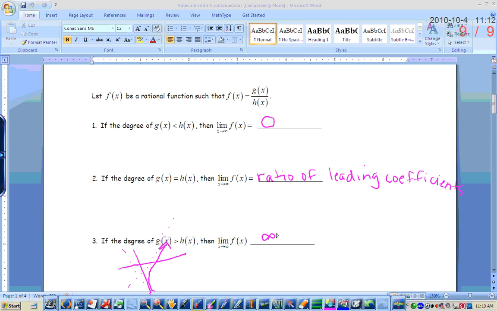Okay. So the degree of the top is less than the degree of the bottom. The limit will be 0. The degree of the top equals the degree of the bottom. Your limit's the ratio of leading coefficients. And if the degree of the top is greater than the degree of the bottom, your limit is infinity. So let's find some limits.